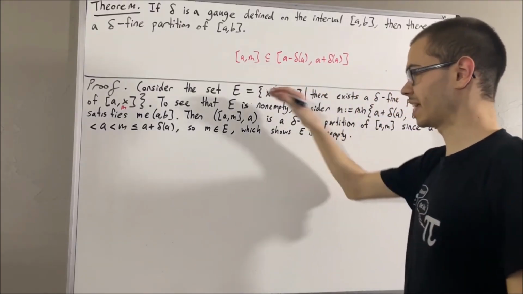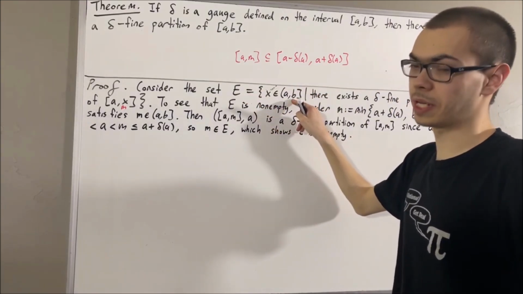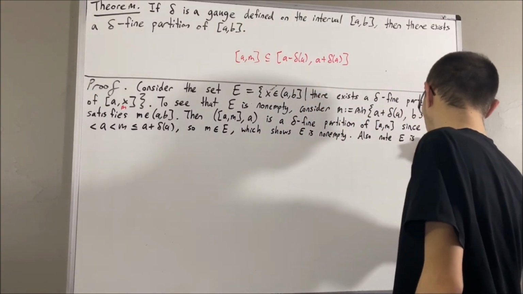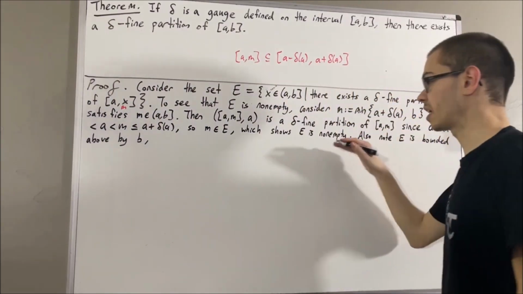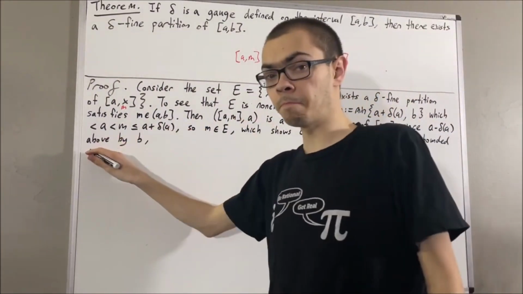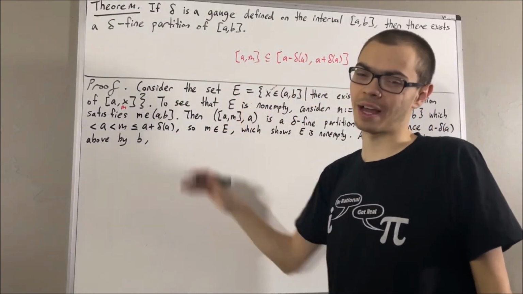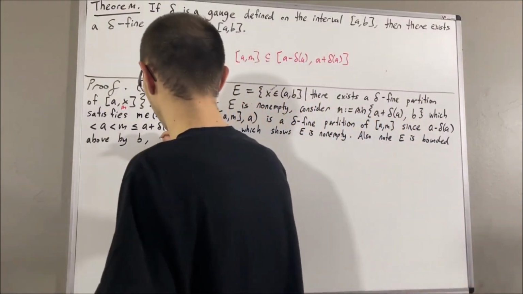And hence, E is non-empty. But also, we know that E is bounded above, because every element of E is less than or equal to B. So E is bounded above by B. So, since E is non-empty and bounded above, then by the completeness property of the real numbers, E has a least upper bound. And we're going to let U be the least upper bound of E.